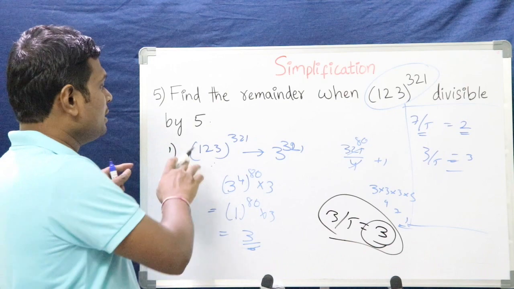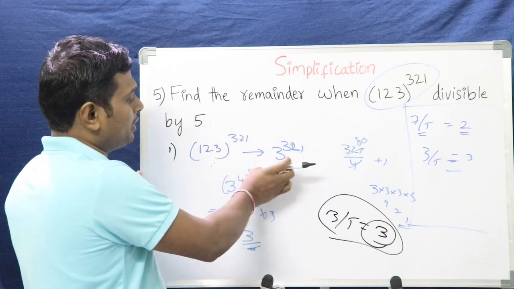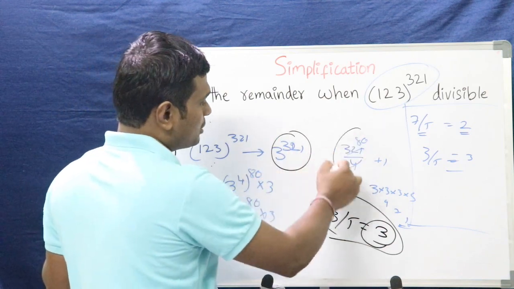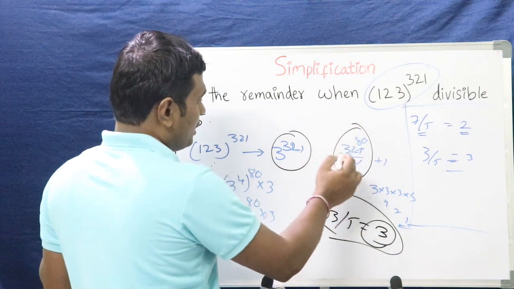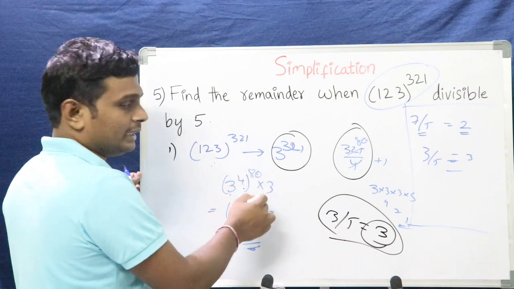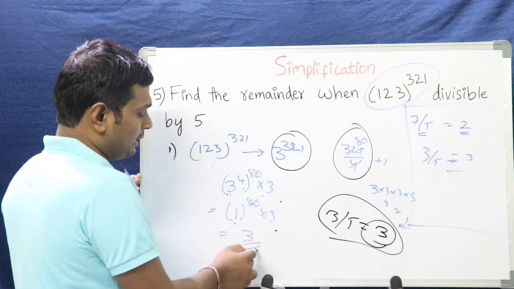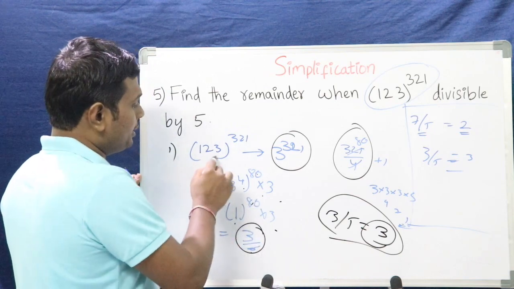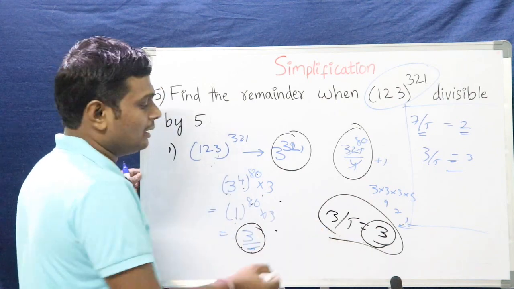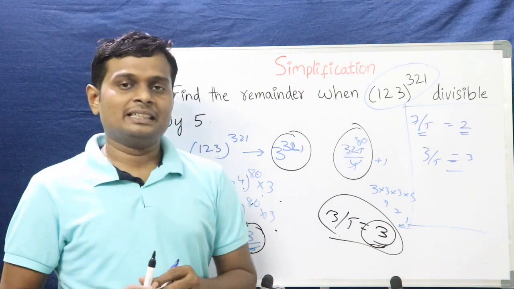Let me recap it. 123 to the power of 321, we need to find out. How we can find out? We need to find out the unit digit. 3 to the power of 321, we have written in terms of 4: 3 to the power of 4 to the power of 80 plus 1. Right? 3 to the power of 4 to the power of 80 into 3. We know that 3 to the power of 4 is 1. 1 to the power of 80 into 3, that is 3. We got the unit digit as 3. If we divide 3 with 5, how much remainder we will get? We will get the remainder as 3. This is the answer. I hope you have enjoyed the class.